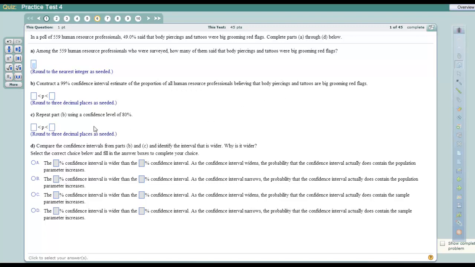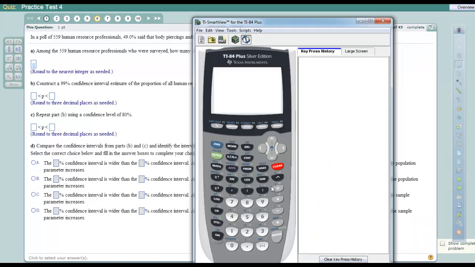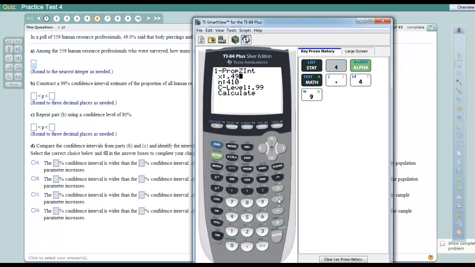All right, construct the 99% confidence interval estimate of all human resource professionals. I think we know how to do that, but let's do it anyway. If we do the 99% confidence interval, okay, we're going to go to stat, test, choice A. X was, it was what? Okay. I'll just do it right here. All right, and then N. Oh, oops. What did you all get? Oh, you called it 274. Okay.